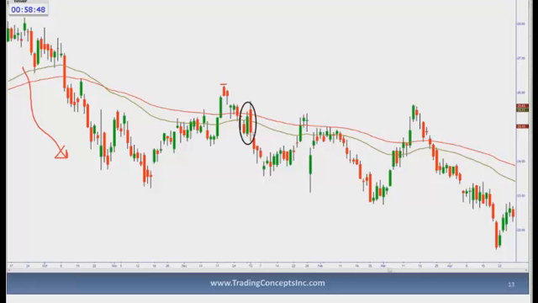Look at this pattern. You get an engulfing pattern. Once it actually takes out the low of that engulfing pattern, you want to get short. Even though this isn't a clean move, I mean, it does rally up.